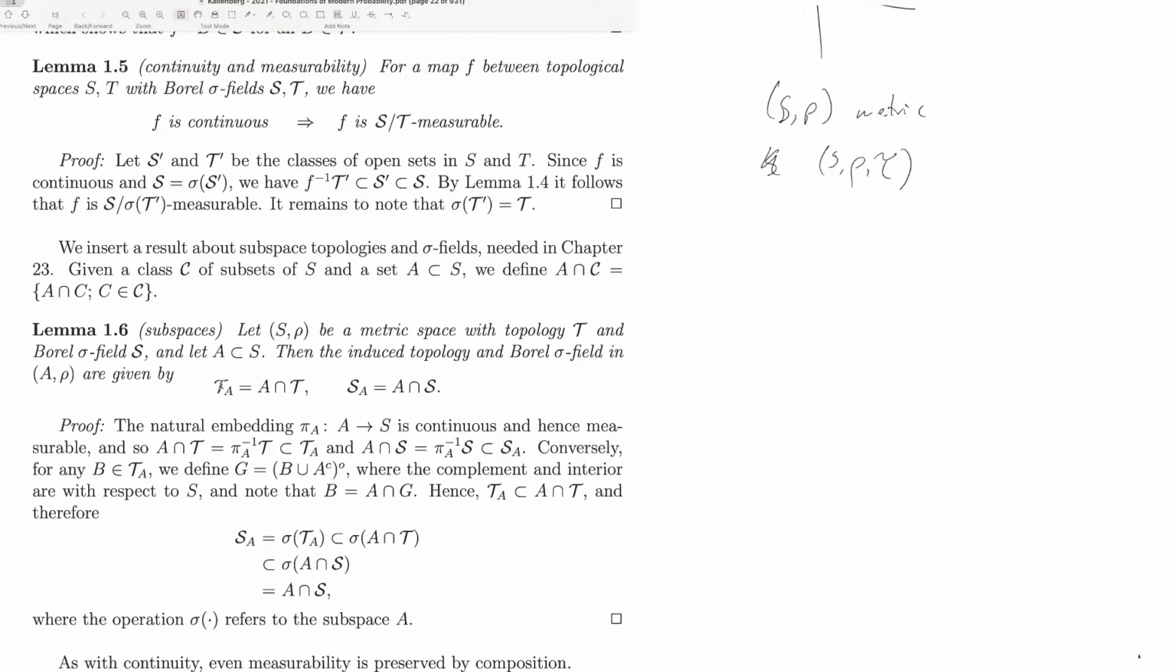I think T sub A is a definition. Right, that makes sense. T sub A is a definition. S sub A you get from T sub A, and it's showing that indeed all you do is just intersect everything with A, and it all just works out in the end. Not surprising, but something you do need to show at some point.